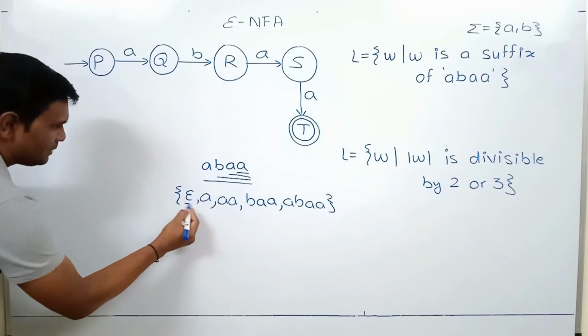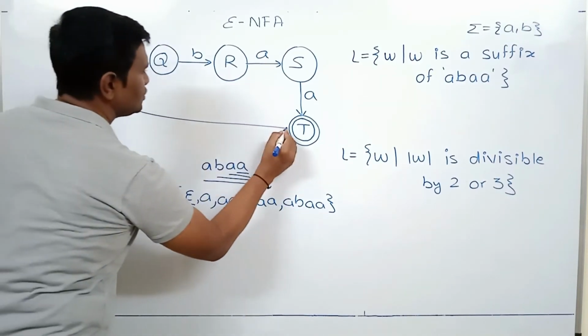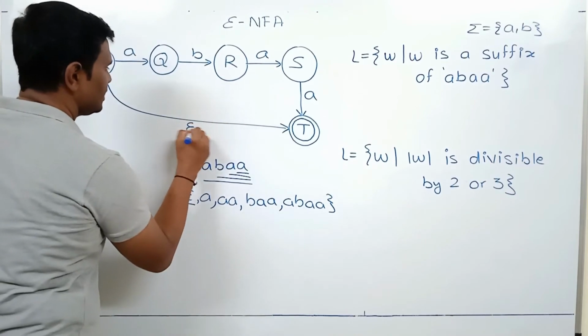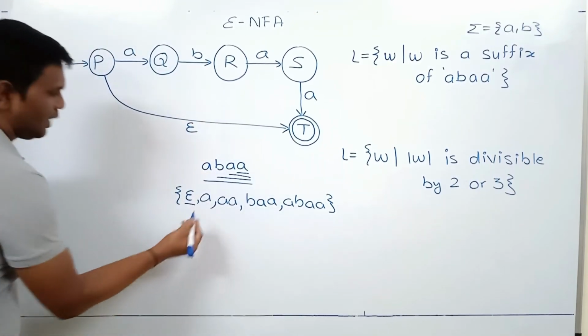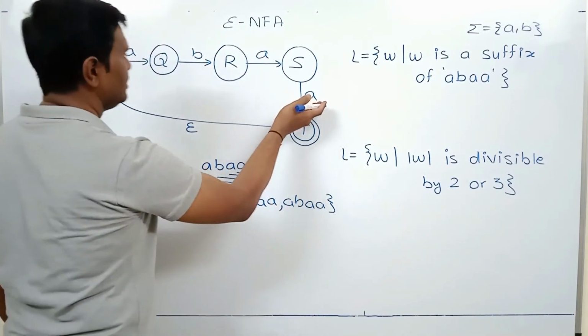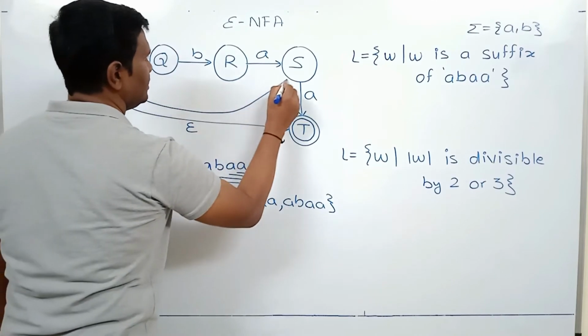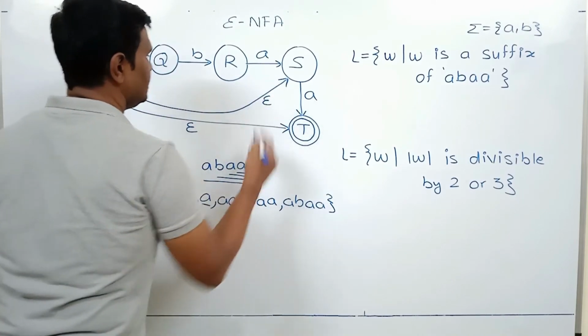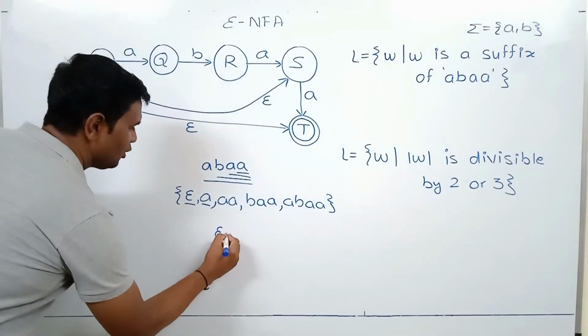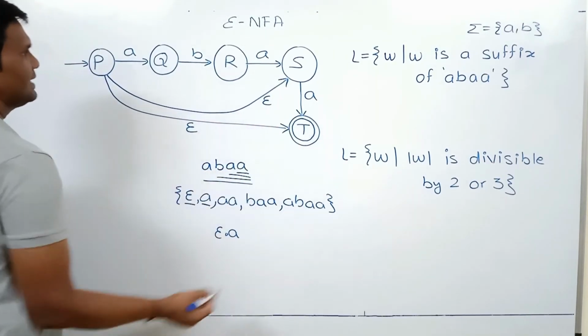Now we have to accept epsilon. So from P, we add a transition to T and we process epsilon. Now we have to accept A. A is a suffix. It is over here. So from P, we add this transition. So we process epsilon dot A. So epsilon A, string A is accepted.